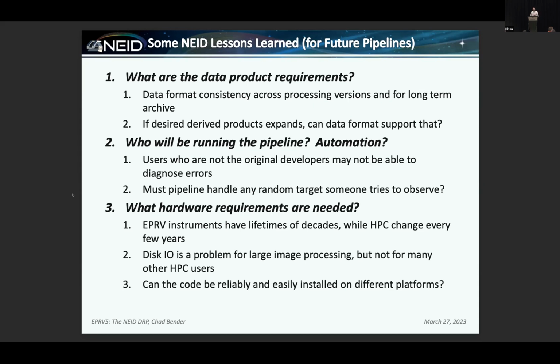Who will be running the pipeline? We don't run our own pipeline. Our pipeline is run at TACC, at the Texas Advanced Computing Center. And so they are not experts at understanding error messages that may come out of the pipeline, which means that we have to both iterate with them and think about, when we developed it, how that was going to work.